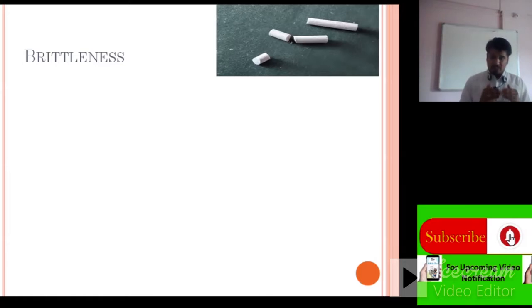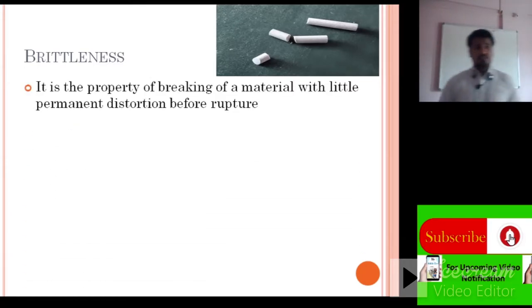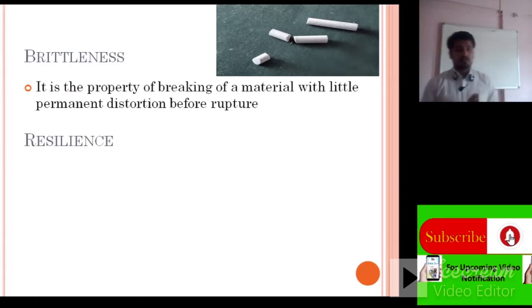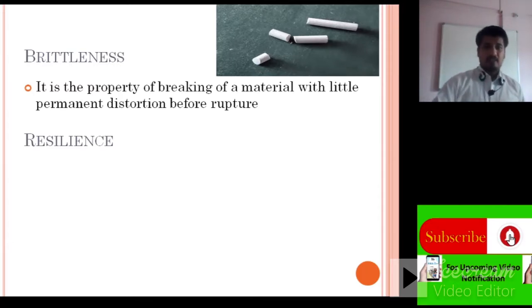The crack formation starts from inside, and when we apply external pressure and the pressure increases beyond its limit, the crack propagation starts increasing and the material breaks without showing any neck formation or any bending phenomena. Okay, and the definition of brittleness is, it is the property of breaking of metal with little permanent deformation without rupture. Okay, and after that the second property is resilience.